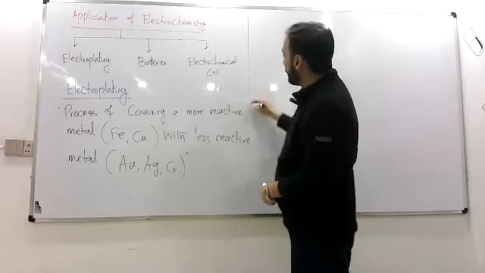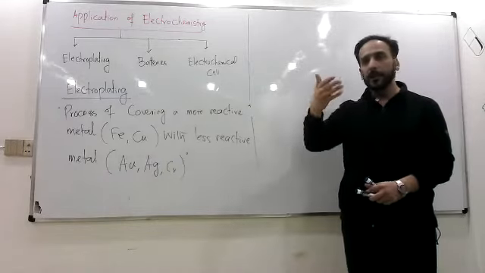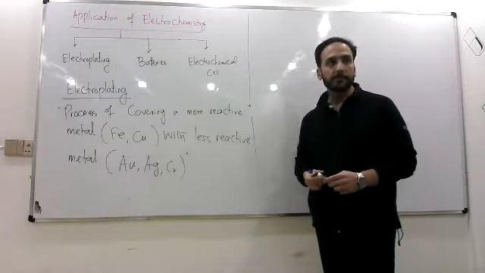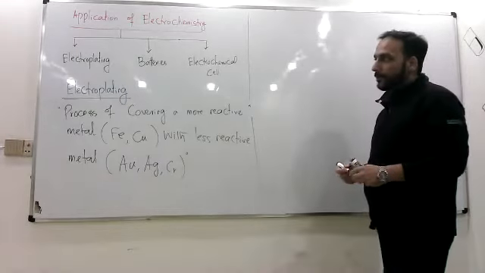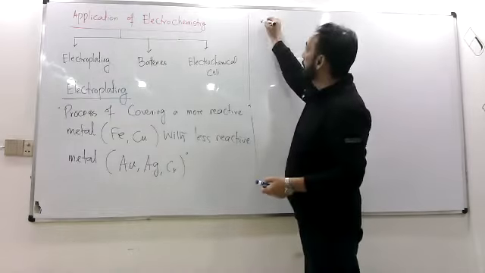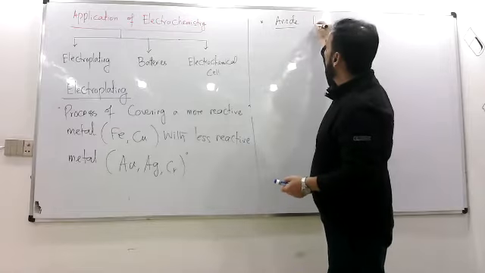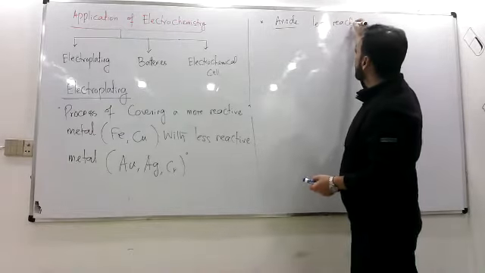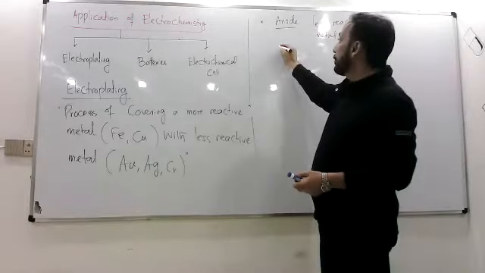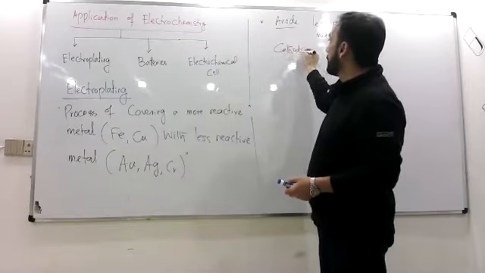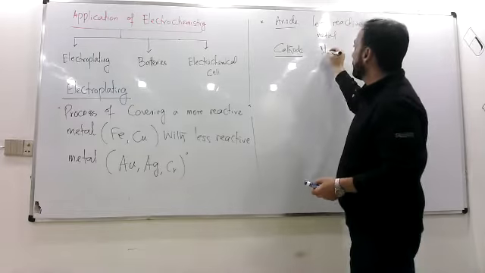Now the objective of electroplating and how is it done, I'll tell you. Cr is chromium. But the basic rationale in this electroplating process is that the anode is the less reactive metal and the cathode in this process will be the more reactive metal.